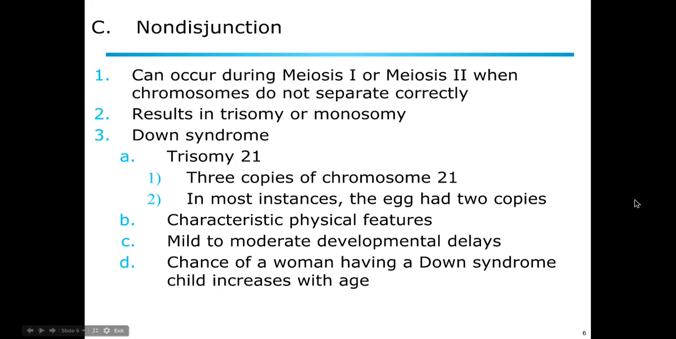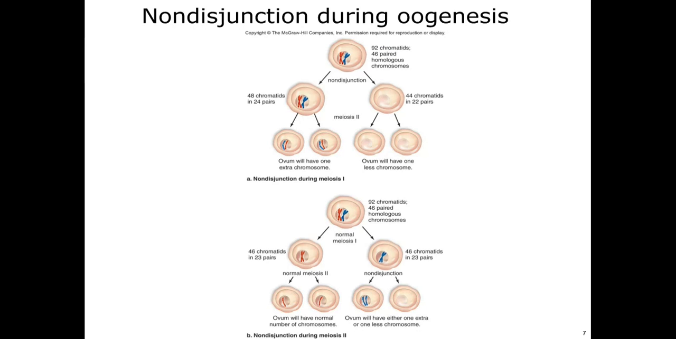This problem can occur during meiosis 1 or meiosis 2 when chromosomes don't separate correctly. This is how you end up with too many or too few chromosomes. Down syndrome is also called trisomy 21. It was chromosome 21 that had too many copies. So here's how it happens.